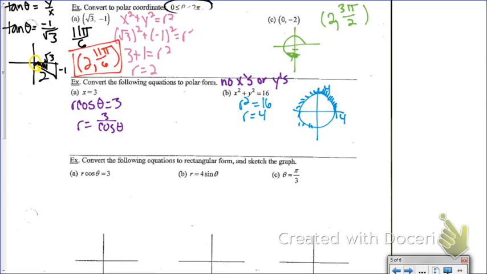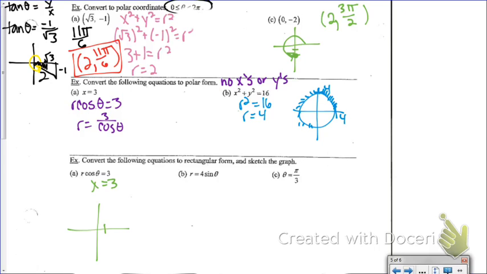All right, now the last thing we're going to do is convert these equations to rectangular form, okay, from polar. So again, we're still going to replace things using those same equations. And that first one should look pretty similar. R cosine theta can easily be replaced like we just did before with x. So r cosine theta is the same thing as x equals 3. And we know that just looks like a straight vertical line. And let's look at this last one. We'll go ahead and do C. So I know that theta equals pi over 3.